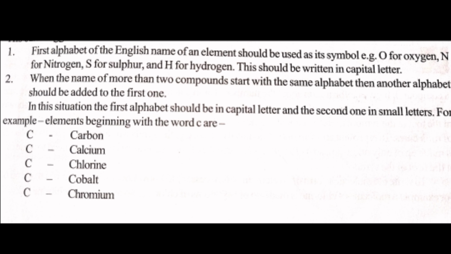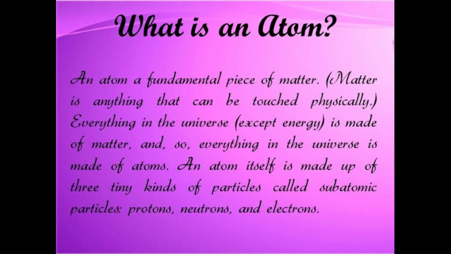The second rule is when the names of more than two elements start with the same alphabet, another alphabet should be added to the first one. For example, C for carbon, C for calcium, C for chlorine, C for cobalt, C for chromium. Here carbon is represented by C. Calcium also starts with C, so for calcium a small letter a is added. So the symbol for calcium is Ca. Understood everyone? So this is all about symbols.